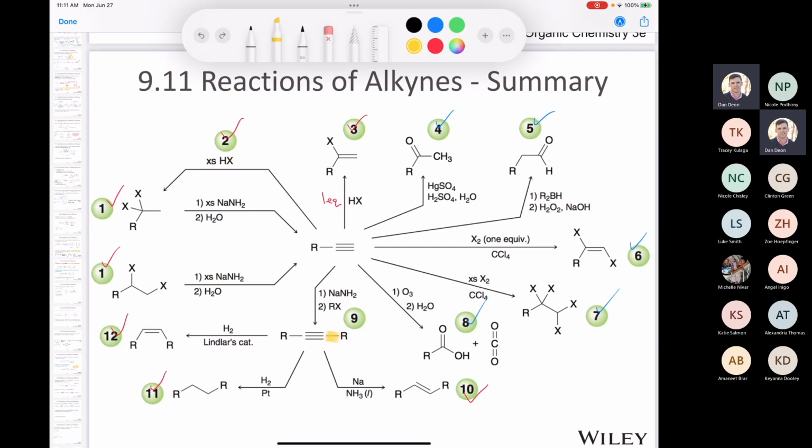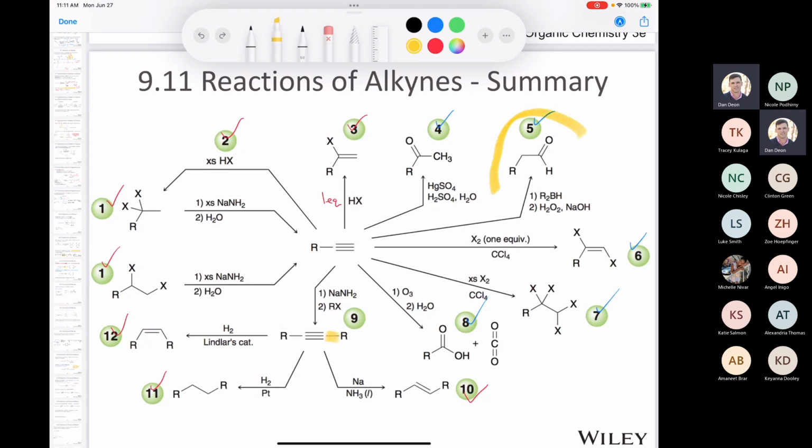When you add water in a Markovnikov fashion, you have to use acid and water, sulfuric acid and water, but you've also got to use mercuric sulfate. So that's HgSO4, and that is to allow the alkyne to react. It's not reactive enough on its own. If you just throw acid at it, it won't do anything. So first you produce an enol, and then that enol undergoes the tautomerization process to give you a methyl ketone. So that's a methyl ketone there.